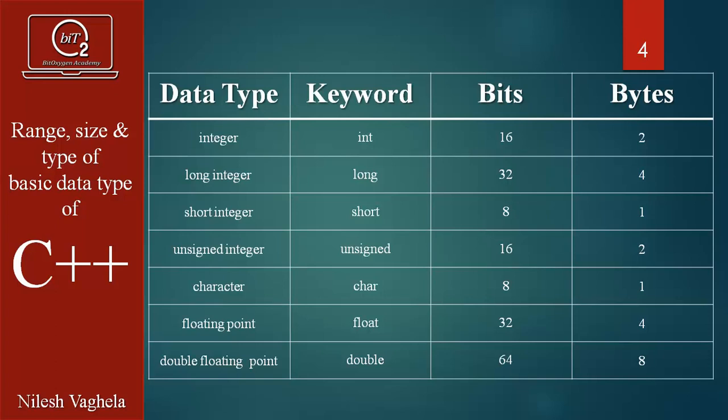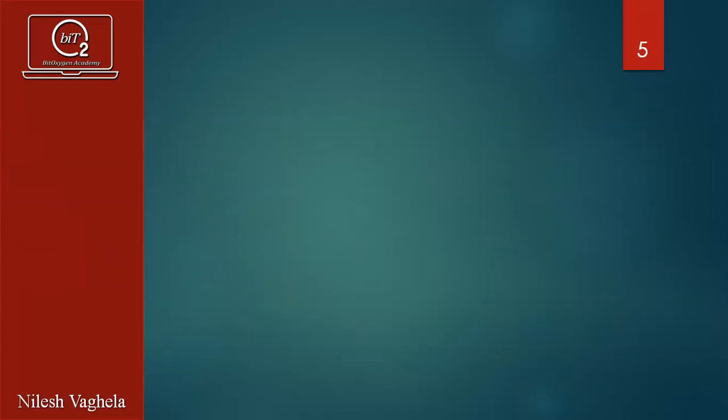Similarly, the long integer data type has the keyword long, which will occupy 32 bits or 4 bytes. If we go this way, short integer will have 1 byte of memory, unsigned integer will have 2 bytes, character will have 1 byte, floating point or float will have 4 bytes of memory, and double will have 8 bytes of memory.